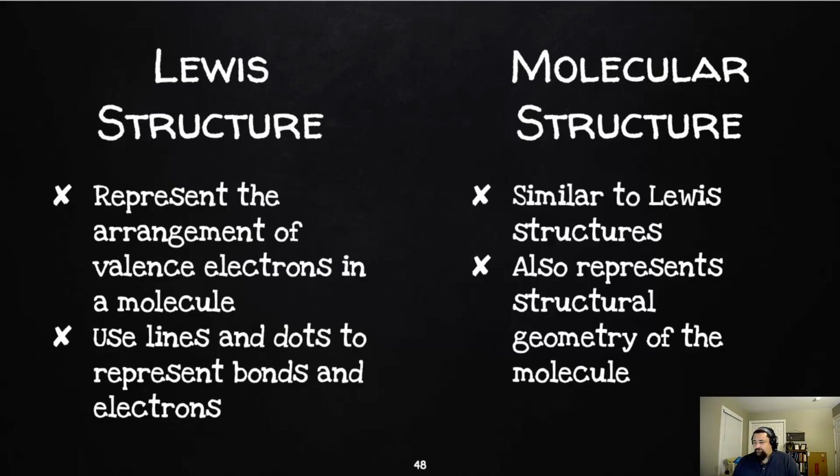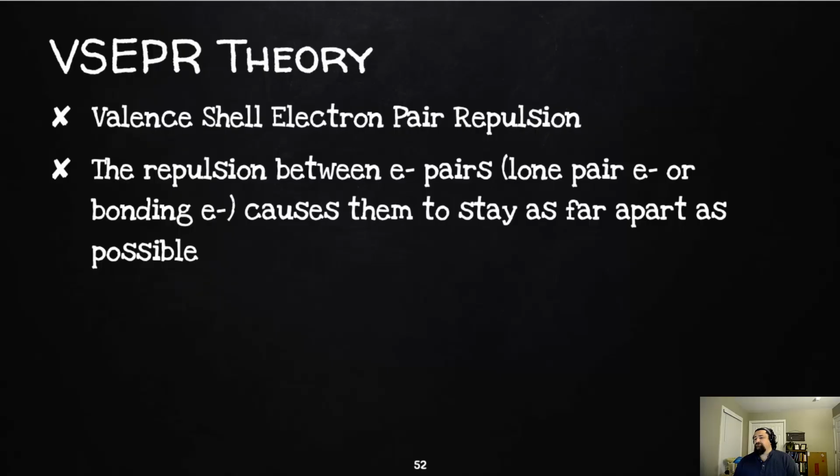Okay, so with regards to shape and geometry, we're going to talk about VSEPR theory. So VSEPR theory is the valence shell electron pair repulsion theory. And so we can break that down. Basically, those electron pairs in that valence shell are going to repel each other.